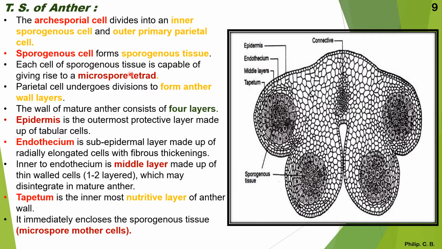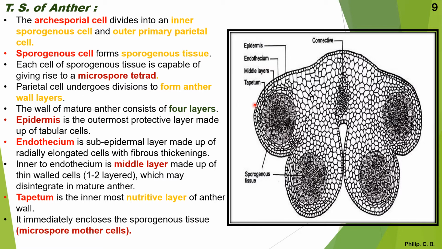Each cell of sporogenous tissue is capable of giving rise to microspore tetrad. Again the term tetrad, 4: 1, 2, 3, 4. So there are 4 microspores present in a tetrad. Then the parietal cell undergoes division to form anther wall layers. So the parietal layer forms the wall layers, as we just read in the previous slide.